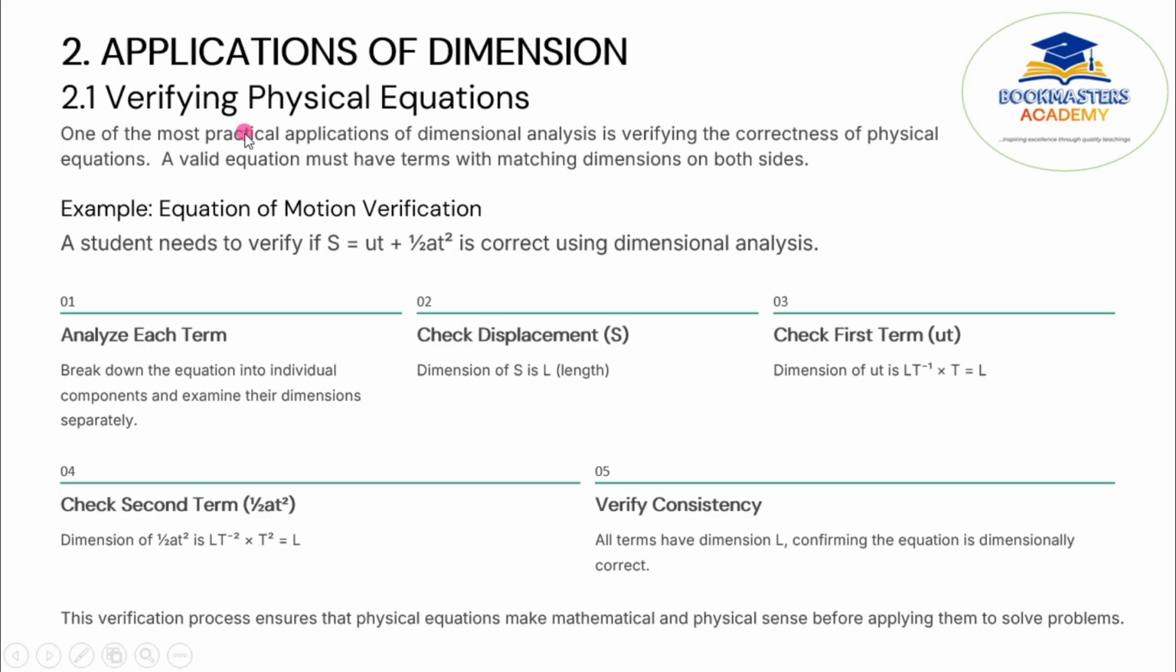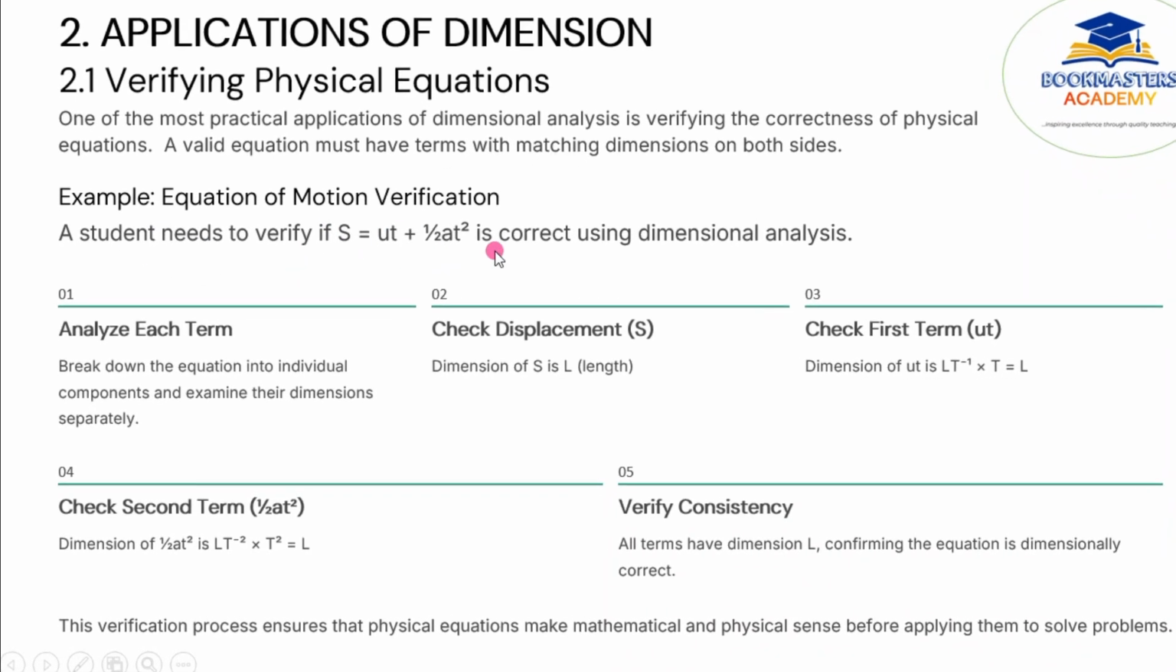One of the most practical applications of dimension is verifying correctness. They can give you two to three equations that are wrong and just one is correct. You need to pick the correct one, and you can use dimension to figure this out. Let's check this out, guys. Example, equation of motion. So this is one of the equations of motion, among the others. A student needs to verify if this equation is correct.